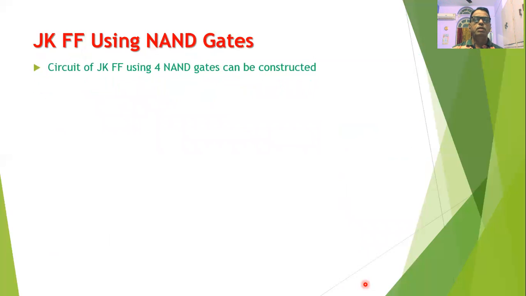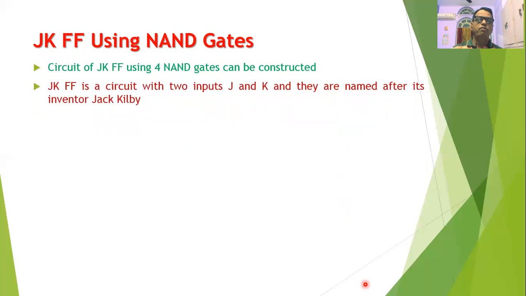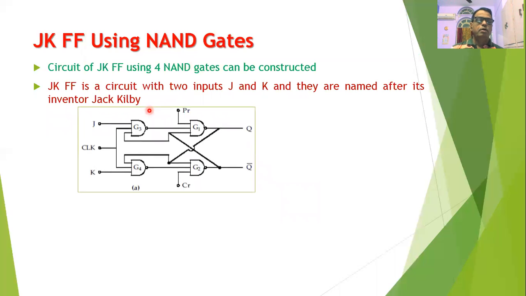It is also possible to construct the JK flip-flop by using 4 NAND gates. Now this JK flip-flop will have the two inputs J and K, and actually these inputs are named after its inventor, Jack Kilby. So by using 4 NAND gates, we can construct the JK flip-flop as shown in the figure.